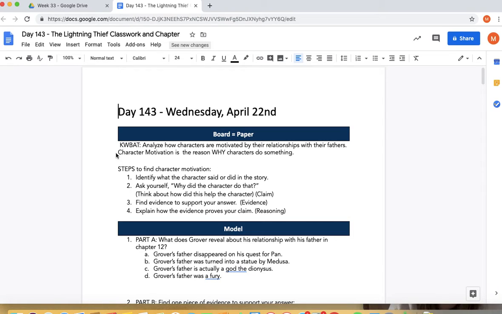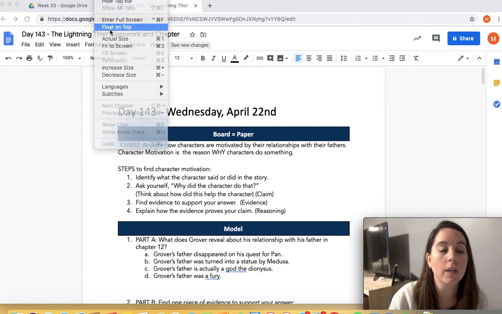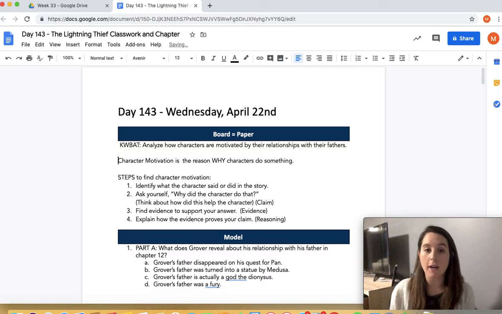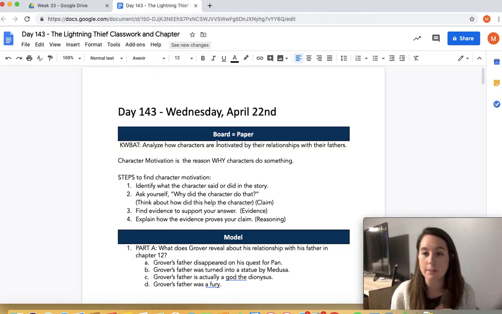So I want to, oops, that should have stayed up. Let's see. There we go. So, Kipsters will be able to analyze how characters are motivated by their relationships with their fathers. So, you want to think specifically how the relationship with their father motivates their actions. We're going to talk about an example, and then you're going to do some on your own, okay?